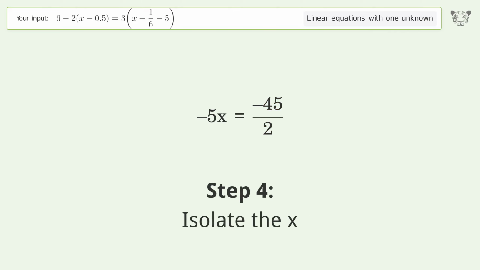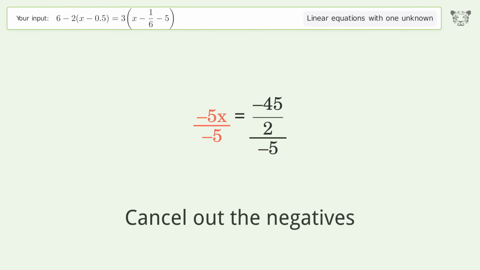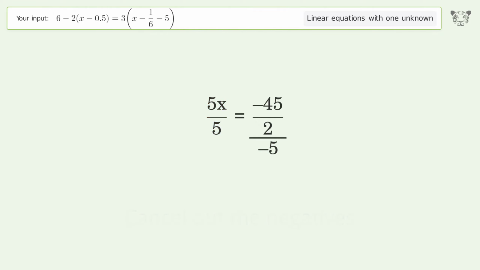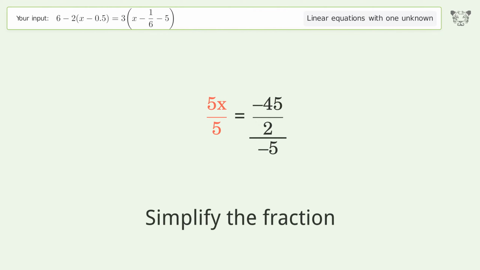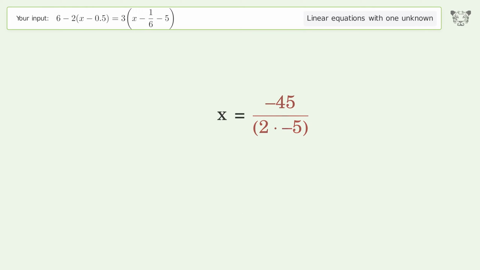Isolate the x. Divide both sides by -5. Cancel out the negatives. Simplify the fraction. Simplify the arithmetic. And so the final result is x equals 9/2.